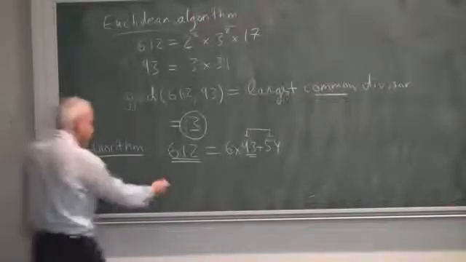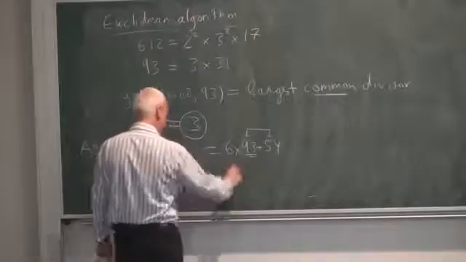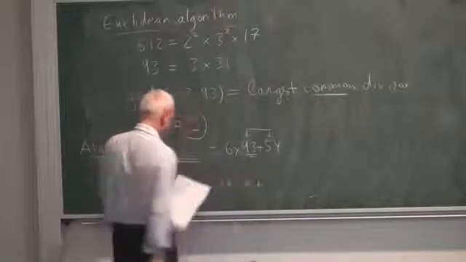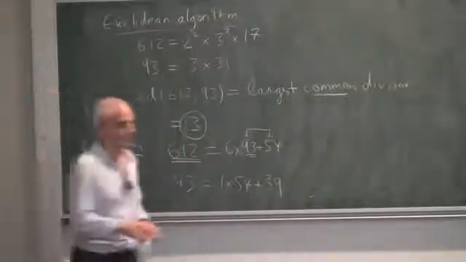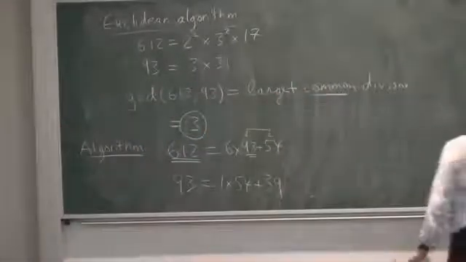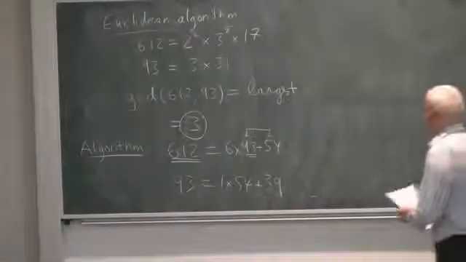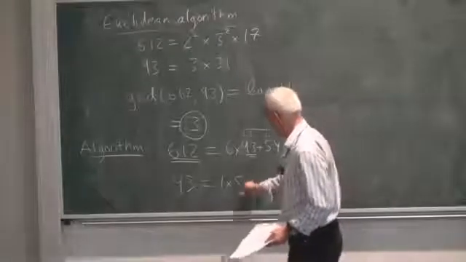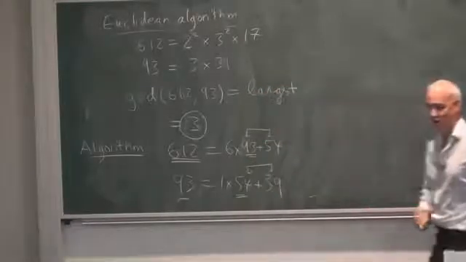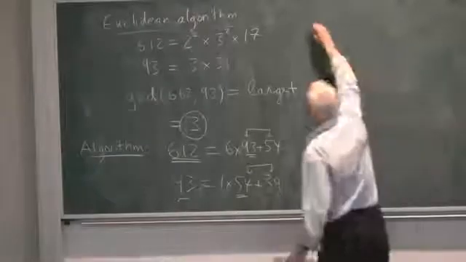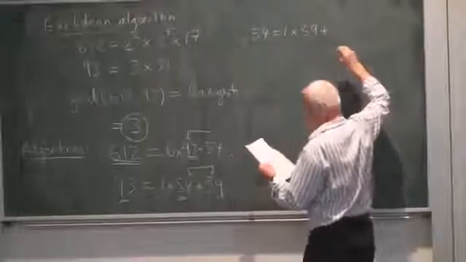Okay, what was it that we were doing? We were taking our number and dividing it by the other one. So 93 divided by 54 is 1 times 54 plus 39. Okay, now the greatest common divisor between 93 and 54 is the same as the greatest common divisor between 54 and 39. Same argument. So we repeat. We divide 54 by 39. We get 1 times 39 plus a remainder of 15.